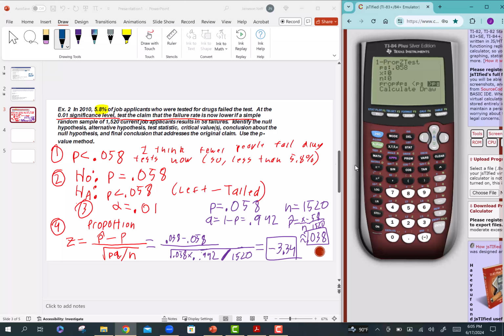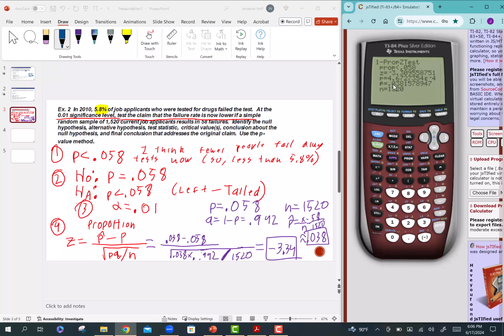So in this case, there are 58 failures and 1520 applicants. If you were just told p naught, that would be the proportion. So if you have p naught, to get x you just multiply p naught by n. But most of the time, you're just directly given the number of failures, or whatever. And then again, you have to say what the alternative is. In this case, it's less than.